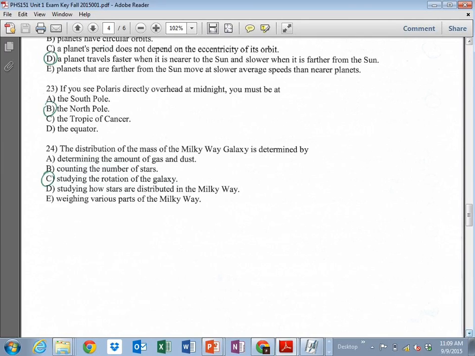Question 23, if you see Polaris directly overhead at midnight, you must be visiting Santa Claus, at the North Pole. Question 24, the distribution of mass in the Milky Way galaxy is determined by the motion of the stars, or the rotation of the stars in the galaxy. So those are each worth 1 point apiece.